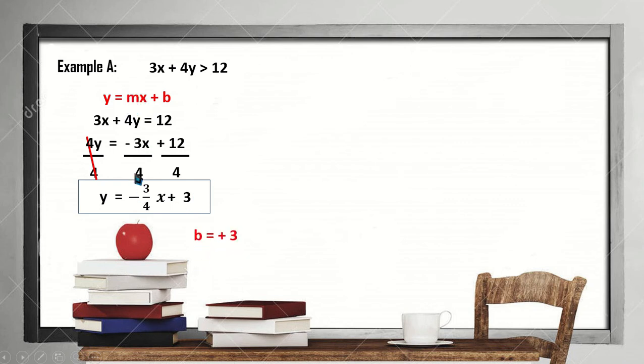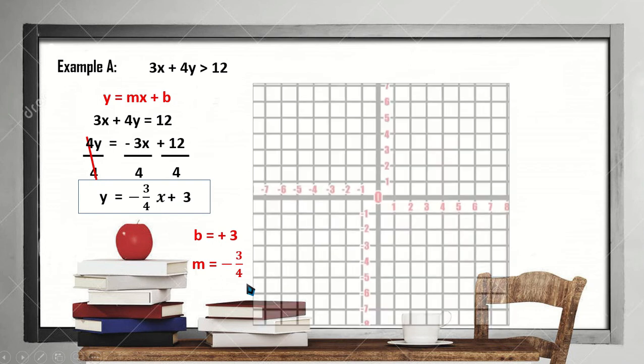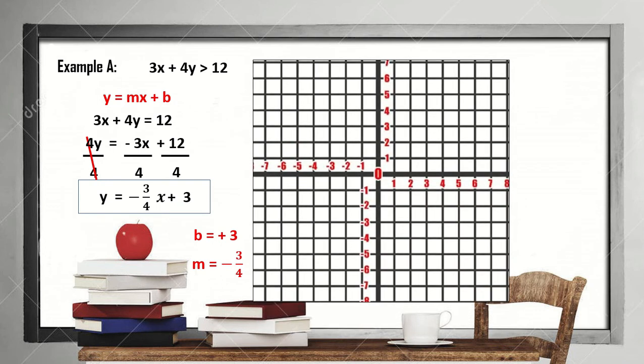And then ang m natin yung kasama ni x or coefficient ni x. That is negative 3 over 4. So graph na natin siya. So, paano tayo mag-graph? Titignan natin si b. Since ang b natin ay positive 3, so titingin tayo sa y-axis. So, ang positive 3 natin ay eto. So, since etong m natin is negative, ang gagawin natin ay pababa. Okay? So, bababa tayo ng 3 kasi yung nasa taas natin ay 3.